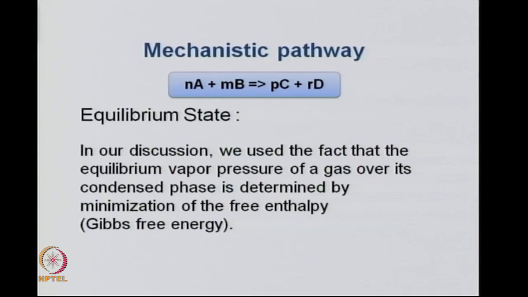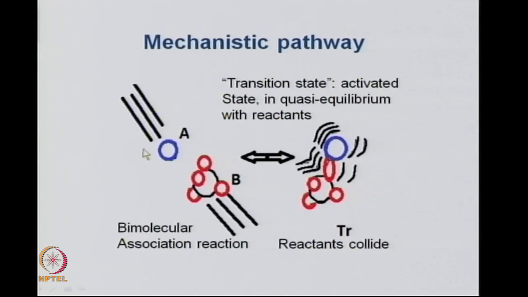Now, to understand the mechanism at equilibrium, we looked at this reaction of n moles of A plus m moles of B reacting to form p moles of C and r moles of D. We used the fact that the equilibrium vapor pressure of a gas over its condensed phase is determined by the minimization of the free enthalpy, or the Gibbs free energy. Okay, now this can be shown in this way.